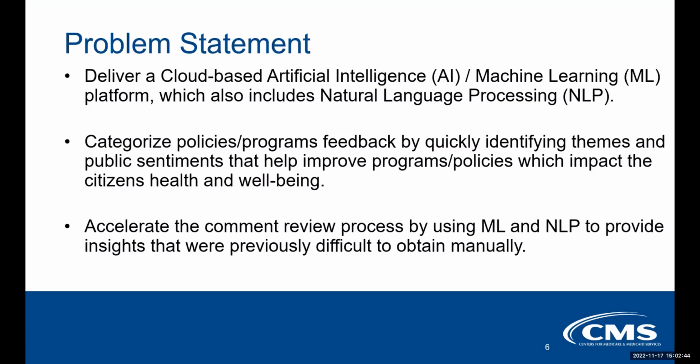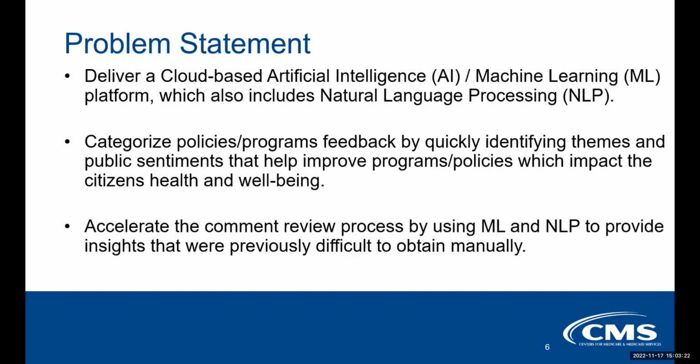If we move on to the problem statement here. So what problem was the FAS feedback analysis system aiming to resolve? Well, the first goal here was to deliver a cloud-based AI ML platform that included natural language processing for two primary purposes in this use case. The first was the categorization of policy-based feedback by quickly identifying themes and public sentiments that drove improvements in policies. These policies often impact our population health and well-being.